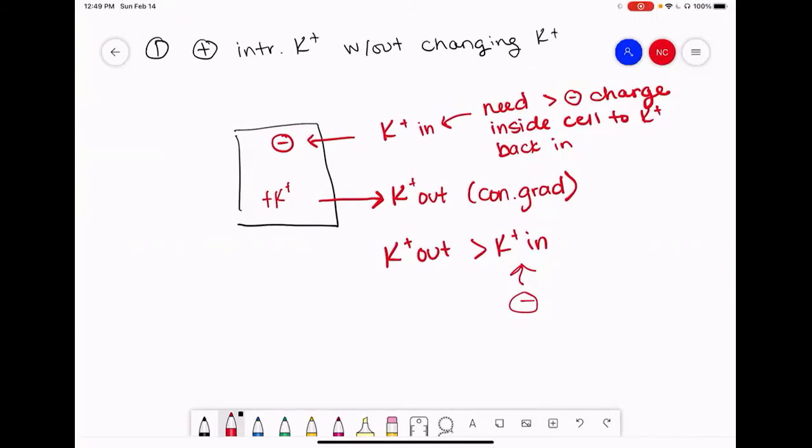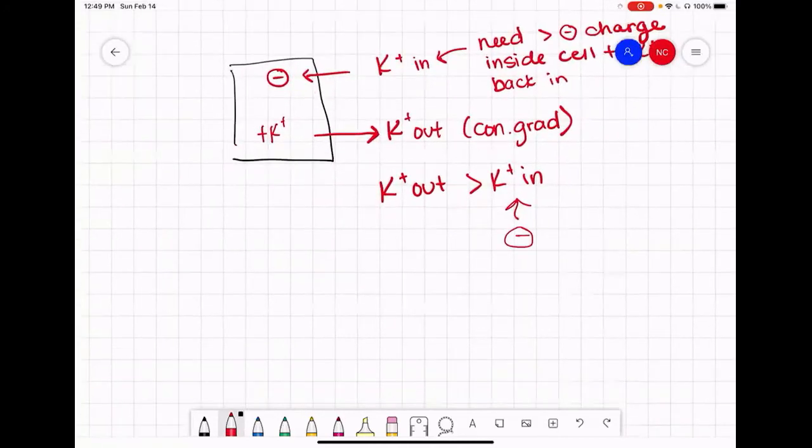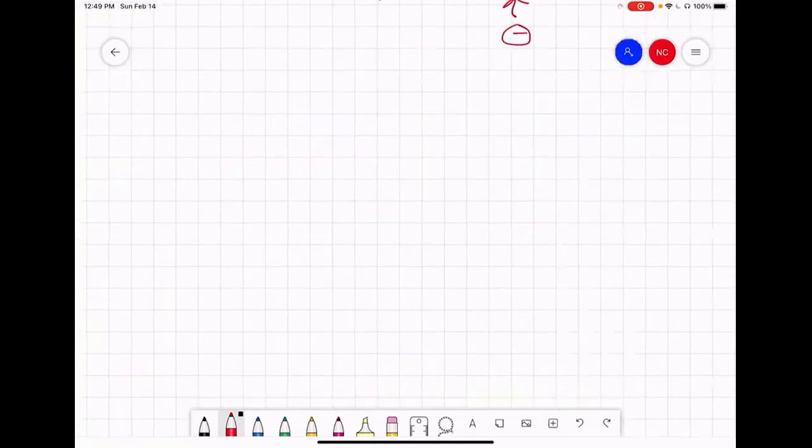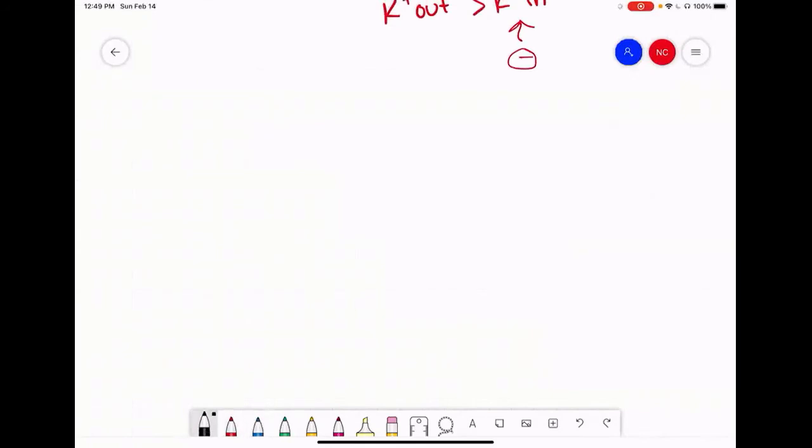Okay, now what happens if we are fluctuating sodium? Okay, so now let's say situation number two is that we are adding extracellular sodium without changing intracellular sodium. Okay, what do we do?